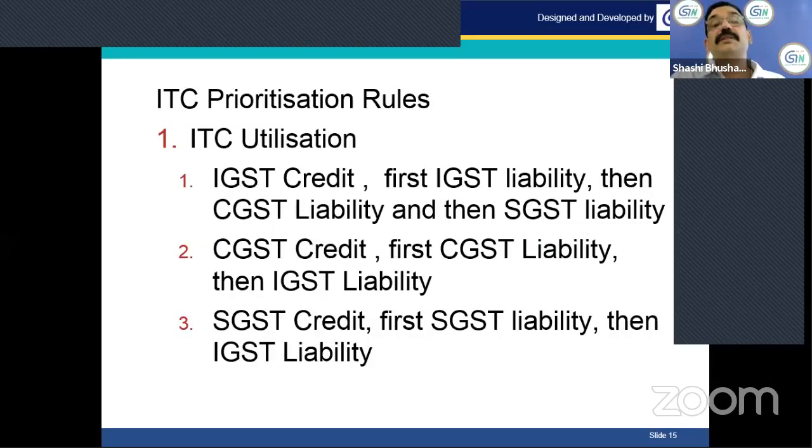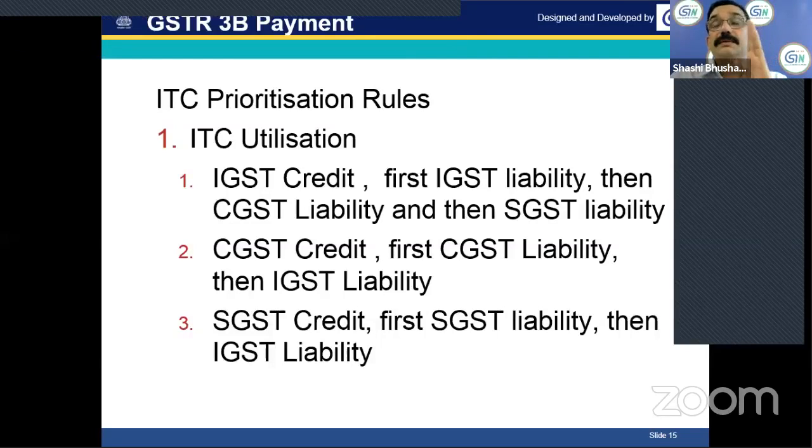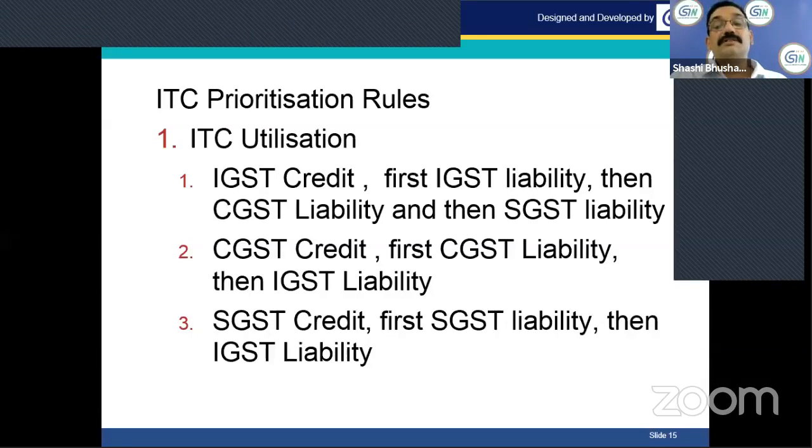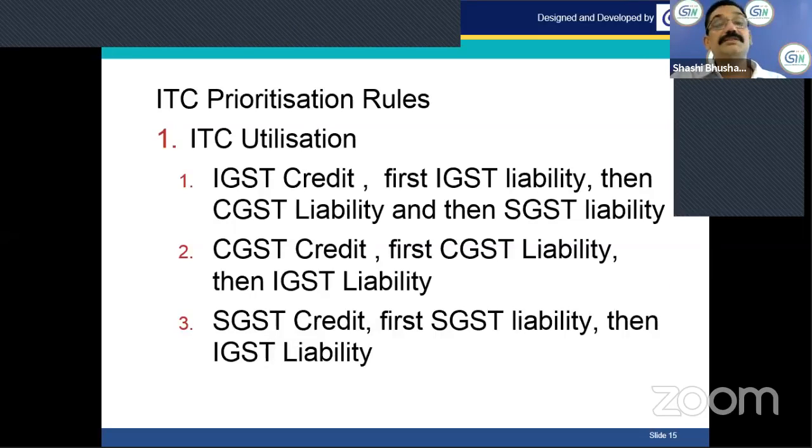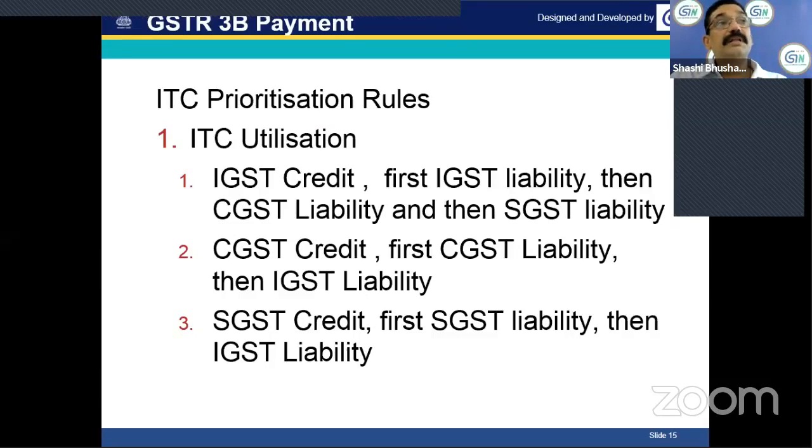One thing which I think all taxpayers will have to get familiarized with, and it is new, is that there is a prioritization rule for utilization of ITC. IGST credit can first be utilized only for IGST liability, and then CGST liability, and then SGST liability. Similarly, CGST credit has to be first utilized for CGST liability and then IGST liability, and similar is the provision for SGST credit. These utilization rules have been built into the application, and you have to be cautious while furnishing these details.